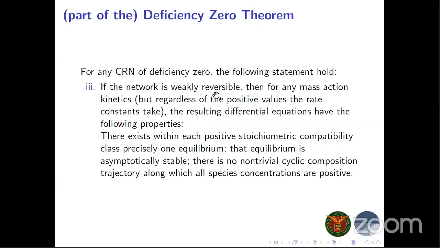If the network is weakly reversible, then for any mass action kinetics, regardless of the positive values of the rate constants, the resulting differential equations have the following properties. There exists within each positive stoichiometric compatibility class precisely one equilibrium. That equilibrium is asymptotically stable and there is no non-trivial cyclic trajectory along which all species concentrations are positive.